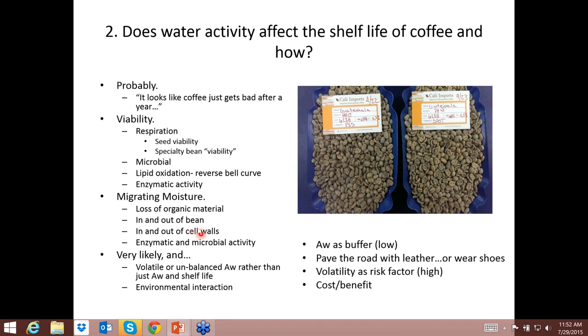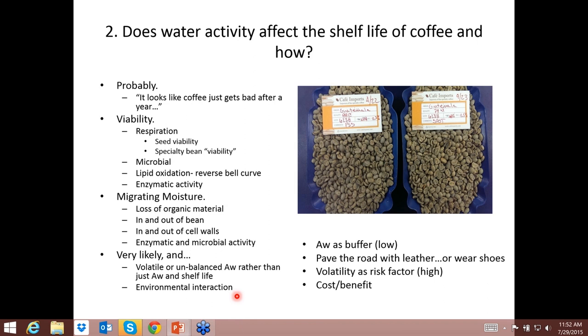And so water activity, if it's too low, is going to be detrimental to both of those things. And again, if it's high, it's going to catalyze the functions, the activities of both of those things. So this is where we're playing with a little bit of danger, a little bit of risk. Migrating moisture, we've spoken about this, loss of organic material. We've got that in and out of the bean, mirroring, on a macro scale, the in and out of cell walls, which water activity is what allows transfer of material in and out of. And then we've got our enzymes and microbial activity. So what we're going to say is it's very, very likely.